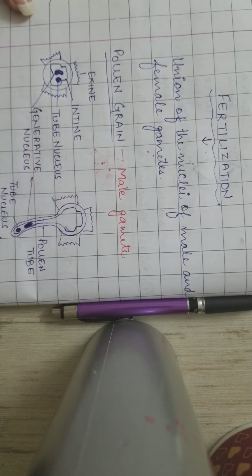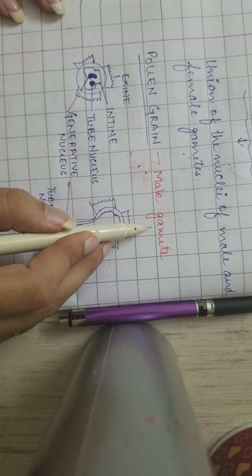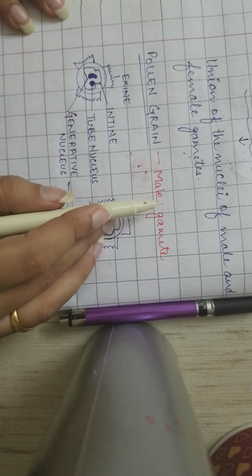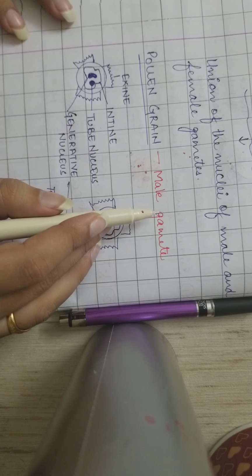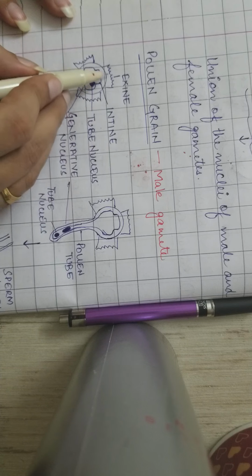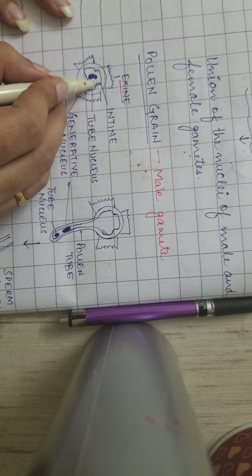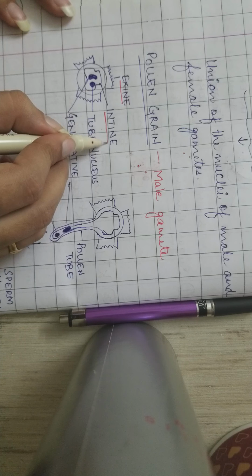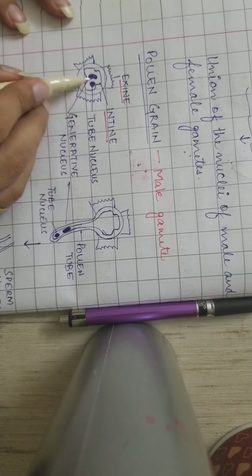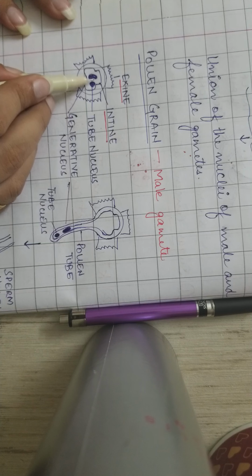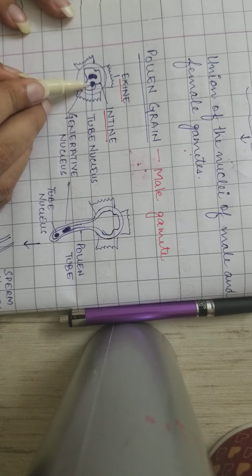occurs. Now, first is the pollen grains. It is also known as the male gamete. The mature pollen grain has a double wall. The outer wall is known as exine, and the inner wall is known as intine. The nucleus inside the pollen grain divides into the generative nucleus and the tube nucleus.